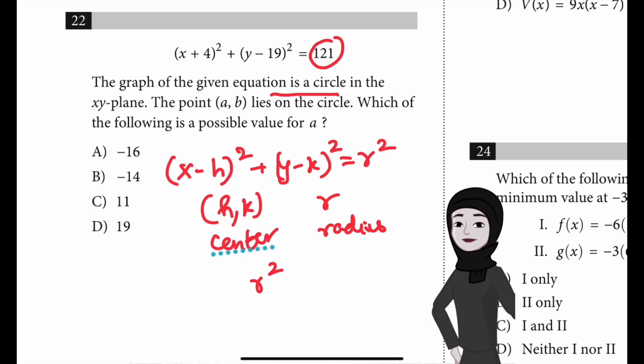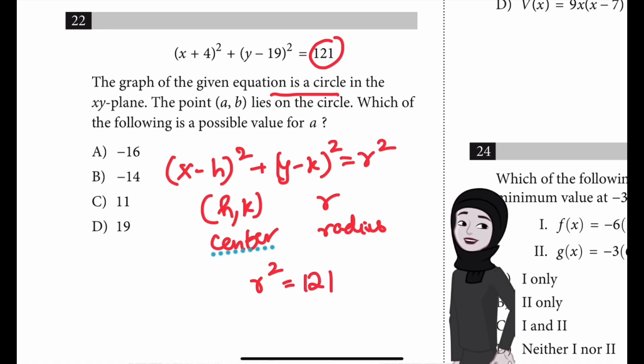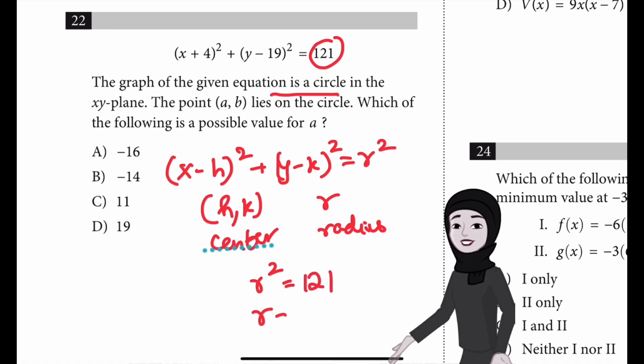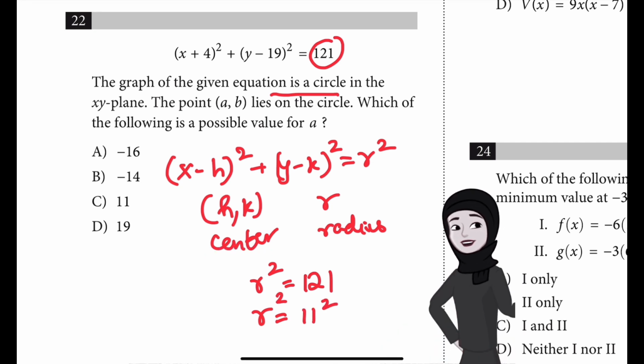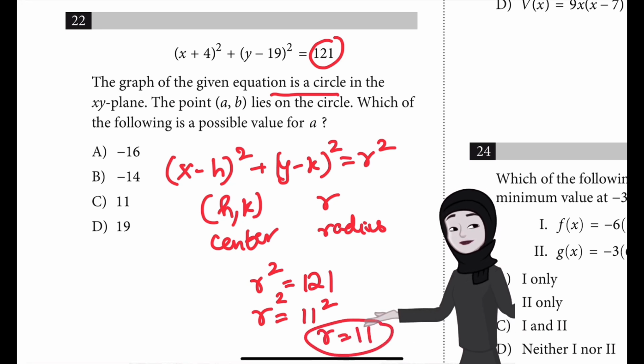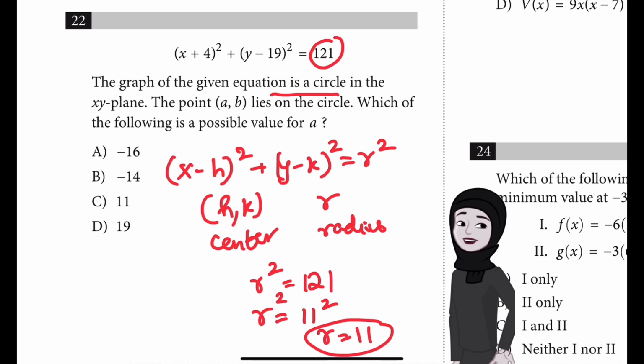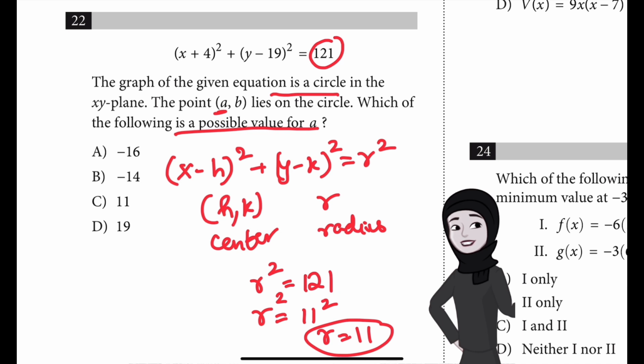So if r² is equal to 121, this means that r² is equal to 11², because 121 is nothing but 11², which also means that r is 11. So this is the radius of our circle. What the question is asking is the possible value for a, and a, as you can see, is the x coordinate of the point which is on the circle.